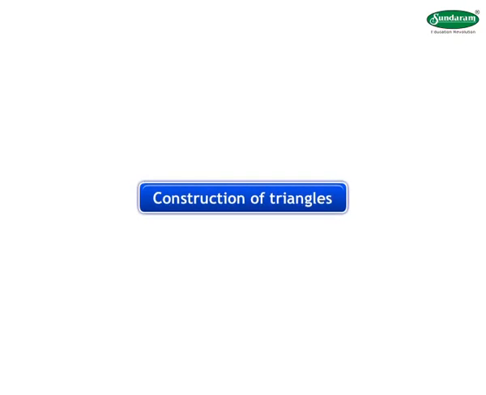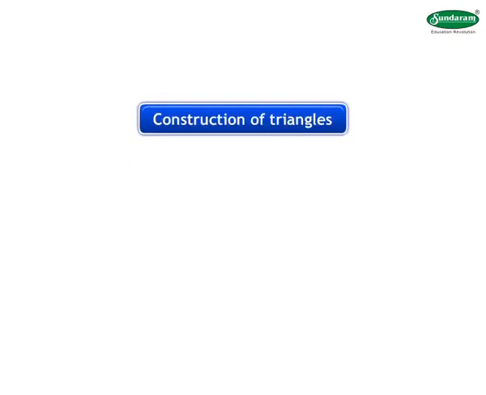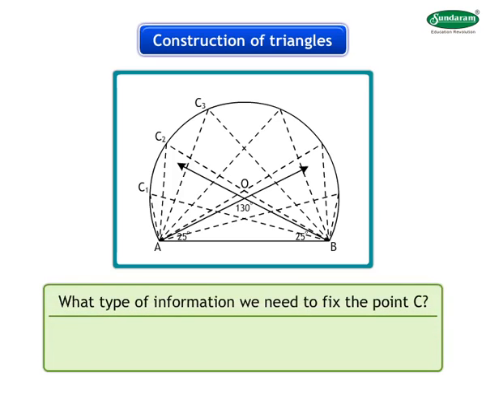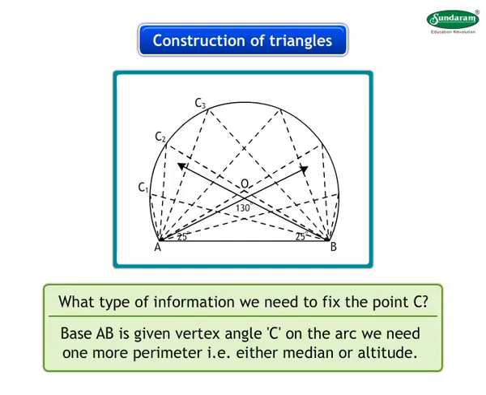Now let's begin with construction of triangles. Here angle AC1B is equal to AC2B is equal to AC3B. For construction of a triangle, to fix the point C, we need more information. What type of information do we need? Base AB is given, vertex angle C on the arc. We need one more parameter, that is either median or altitude.